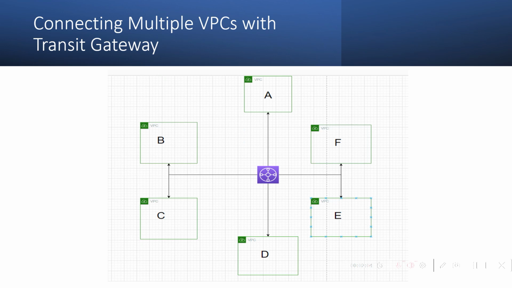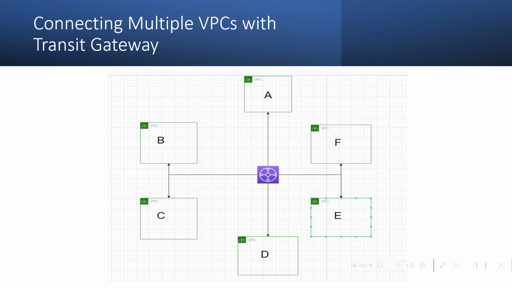Here is the same number of VPCs, connected with the help of transit gateway. You can see the number of connections on the network diagram looks quite elegant and simpler to understand. Here transit gateway is acting as a hub, and A can communicate to B or to F or other VPCs, and the same is the case with other VPCs. They can communicate with each other in the network.